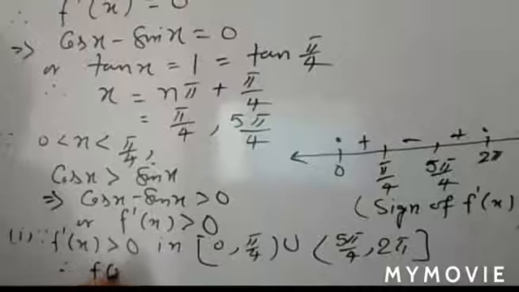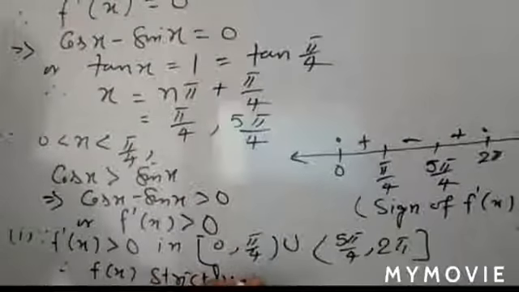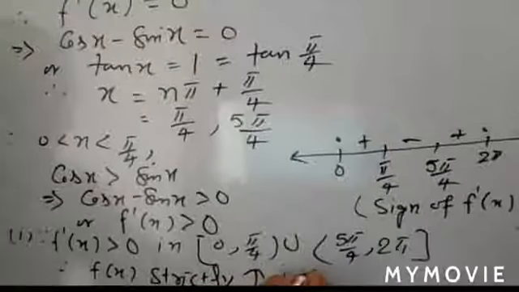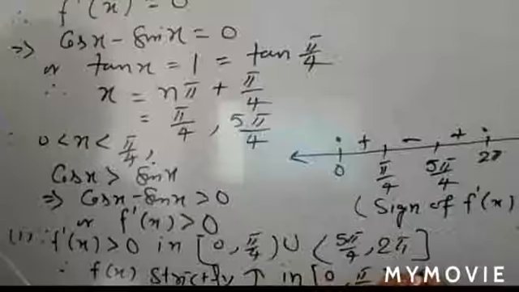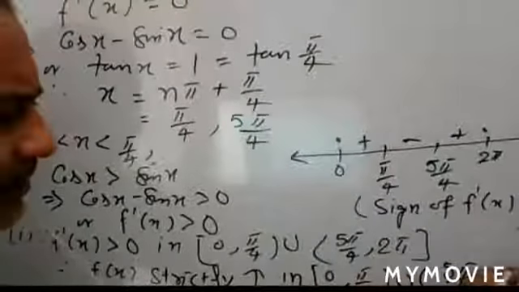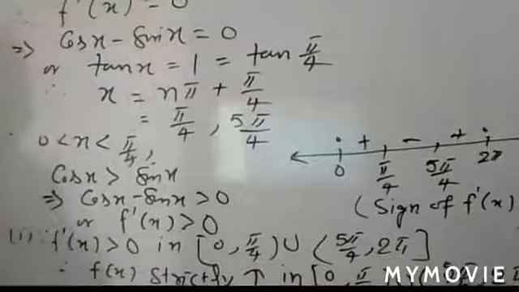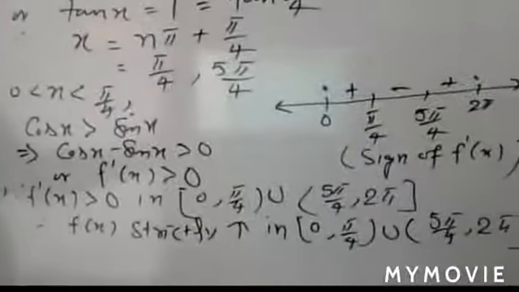So f x is strictly increasing in 0 to pi by 4 union 5 pi by 4 to 2 pi. In this interval, you can say that the function is a strictly increasing function.